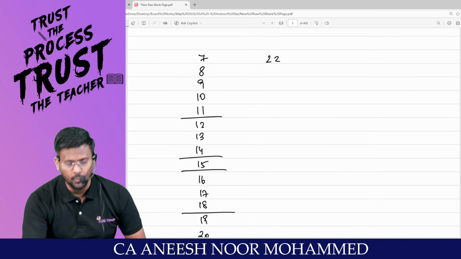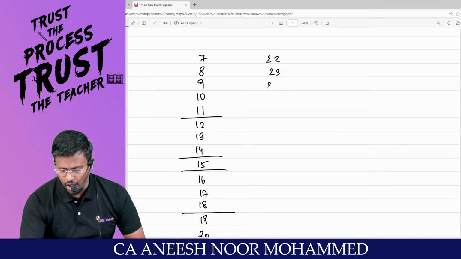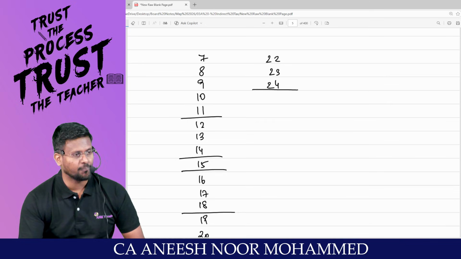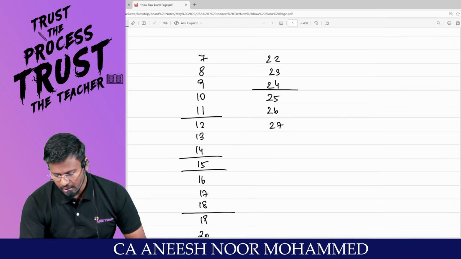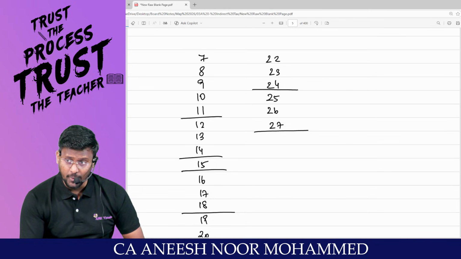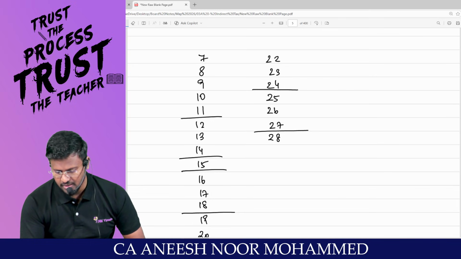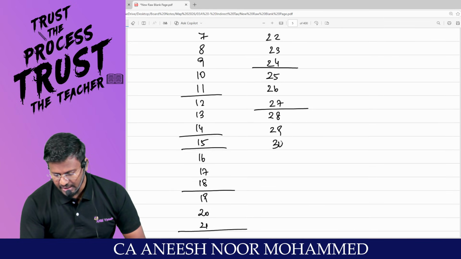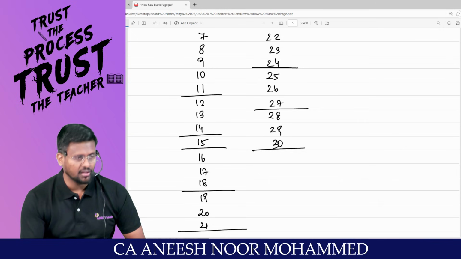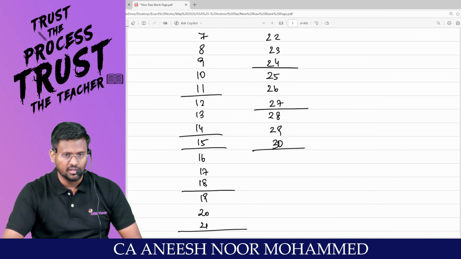Section 22. Person liable for registration. Section 23. Person not liable for registration. Section 24. Compulsory registration. 25. Procedure for registration. Section 26. Deemed registration. 27. Special provision for casual taxable person and non-resident taxable person. 28. Amendment of registration. 29. Cancellation of registration. Section 30. Revocation of cancellation of registration. Are you comfortable?